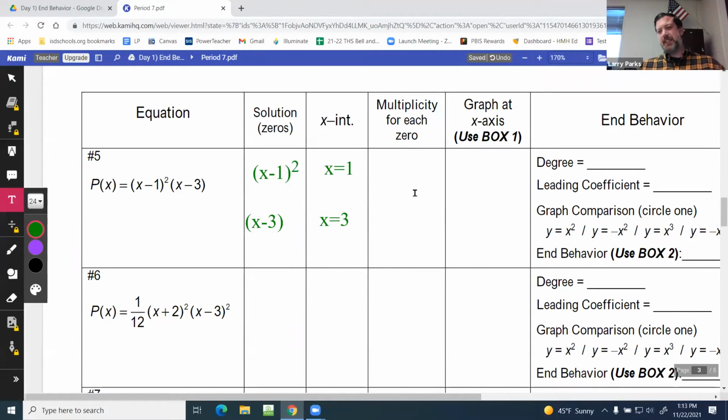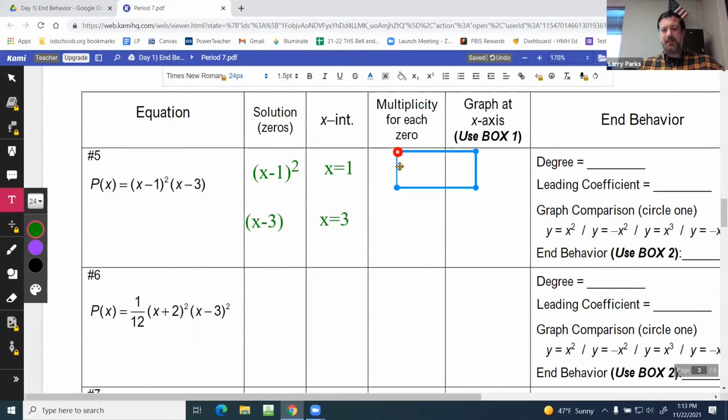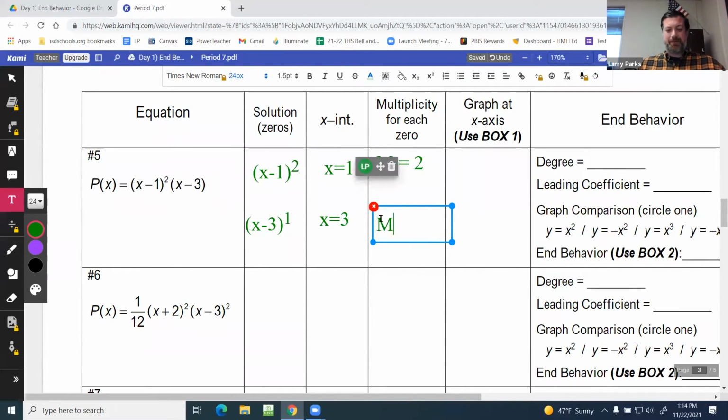Now the word multiplicity confuses kids, but all that means is how many times does it happen? Well, if it's to the second power, it happens twice. So I'd say m equals 2. You really should say multiplicity is 2, but just to save time, since we're typing, I'm going to put m. And then here, how many times does x minus 3 happen? Well, remember, that's like a 1. It only happens once.